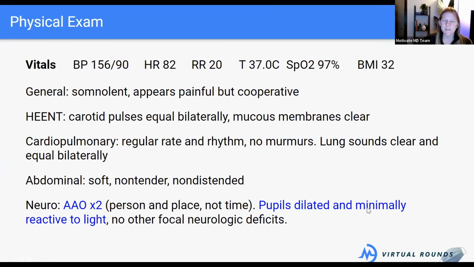So the pupil exam is important because we want our pupils to, 1, be equal in size, and we want them to be able to respond to light. So once light is shown into the eyes, you want your pupils to be able to constrict in response to light. And if they're not able to do that, or if your pupils are not in agreement with each other, then that can be an indication of neurologic compromise or problems. But he doesn't have any other focal neurologic deficits besides this.